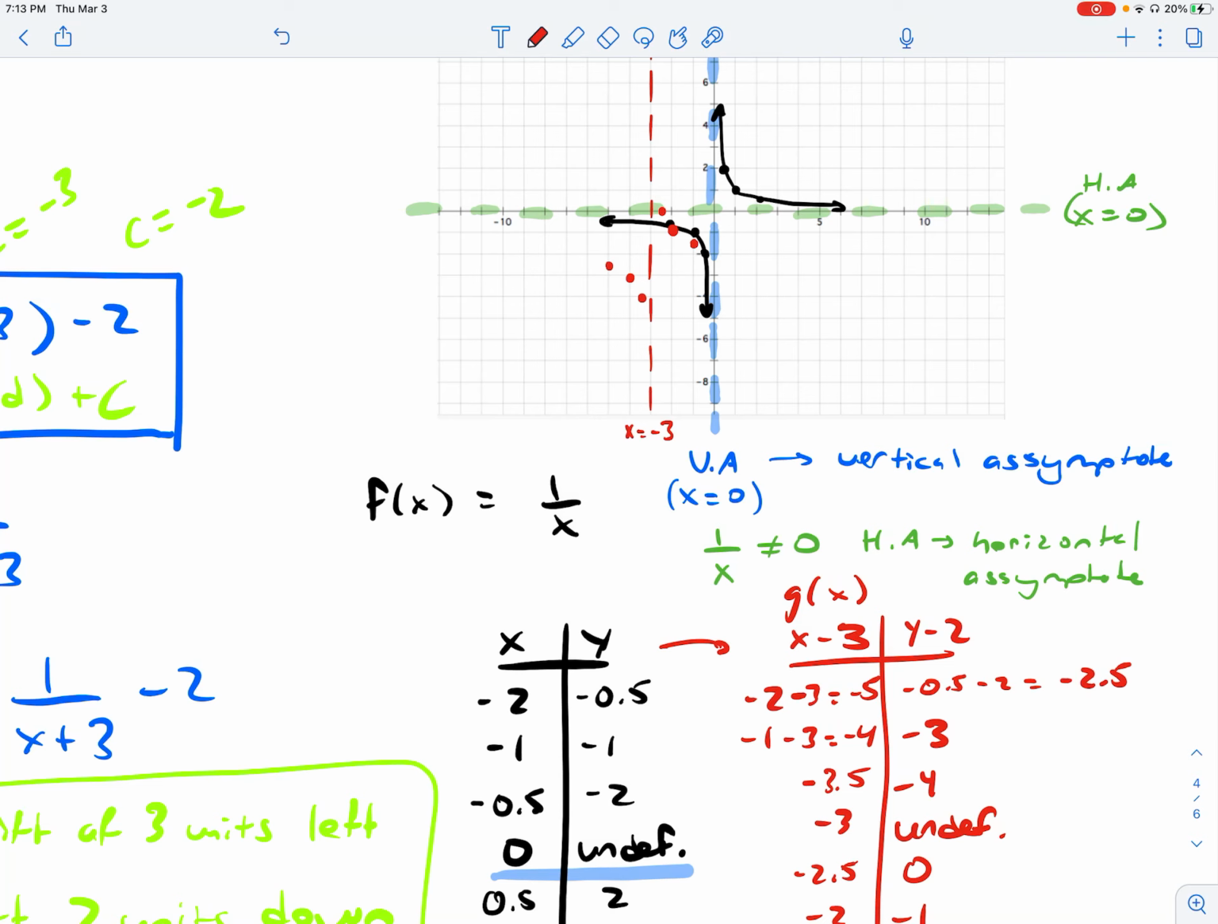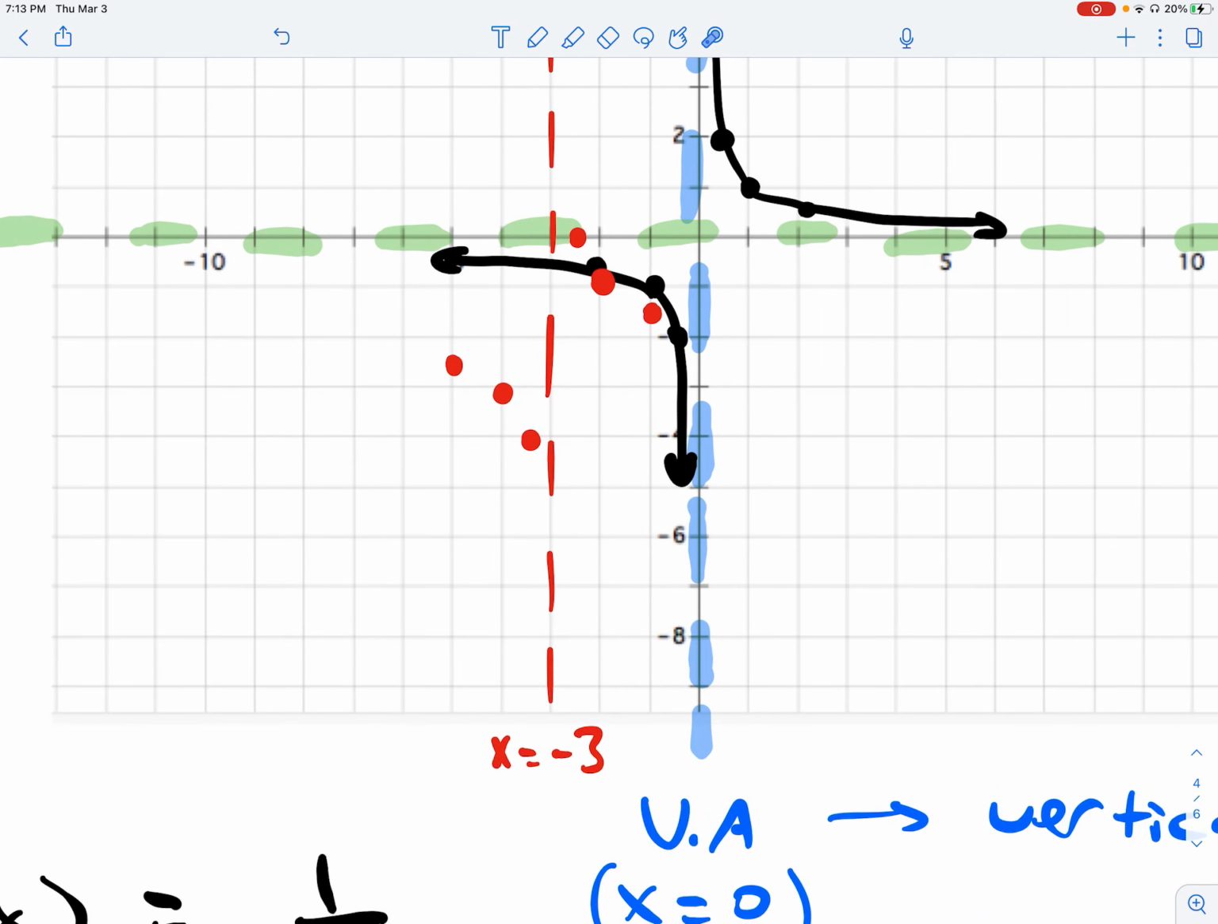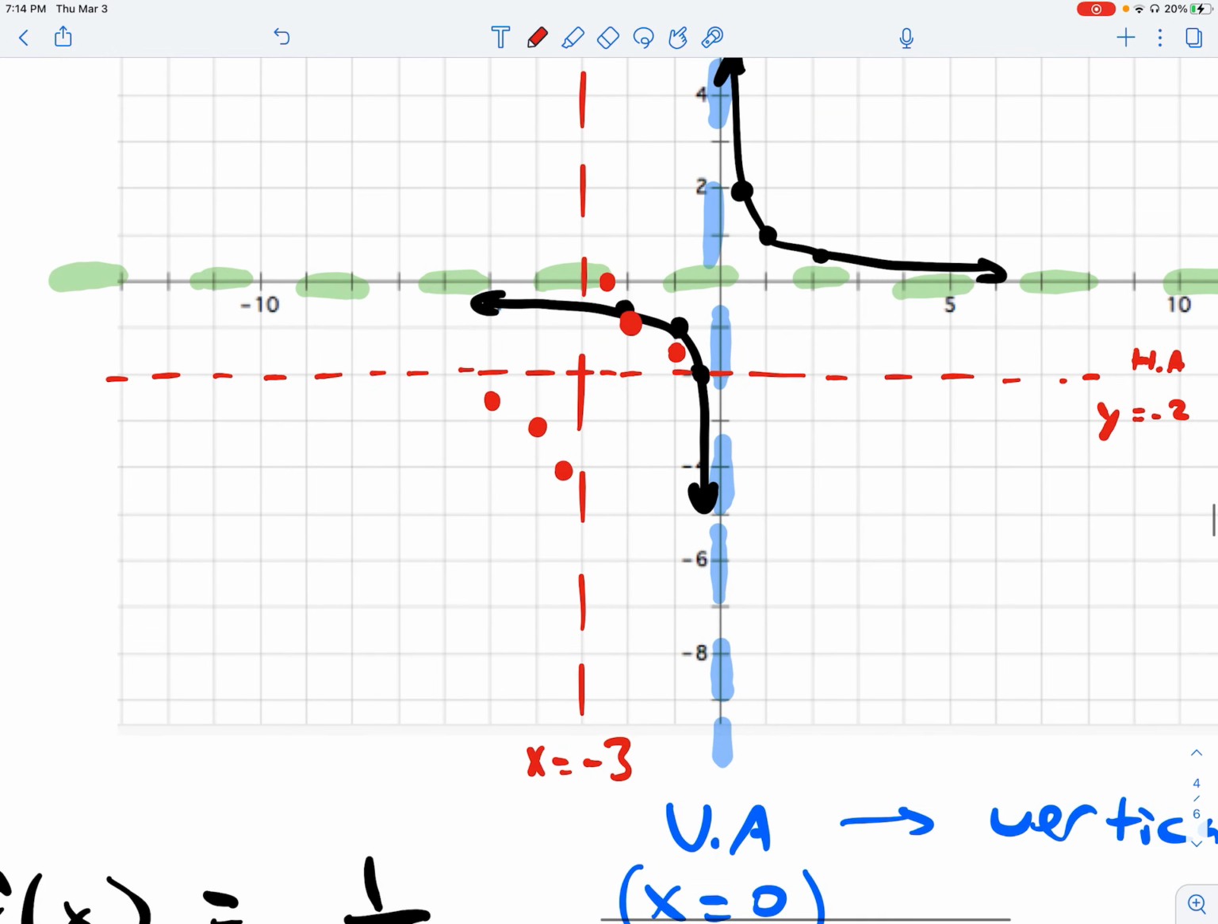Where's the new horizontal asymptote? Well, if the graph shifts down 2, that means this just bumps down 2 and it's going through here. And you can see that works with our points. If I draw a dashed line at -2, you can see it goes between the two sets of ordered pairs. Sorry, that's not x, that's y equals -2. Y equals -2.